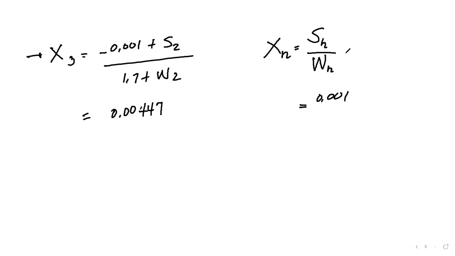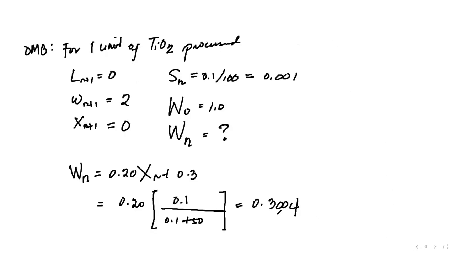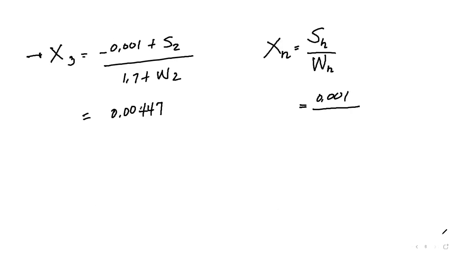And the W sub n is, let's check if I have shown to you how to determine the W sub n. This one, the 0.3004. So your answer for the x sub n is 0.0033. What's the purpose of this? I'd like to underline this one. What's the purpose of the x sub n?